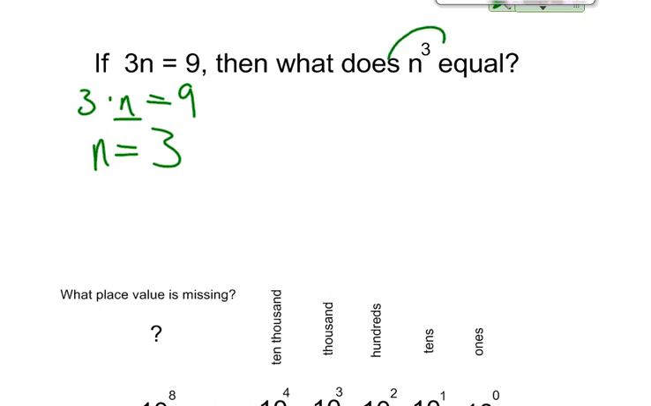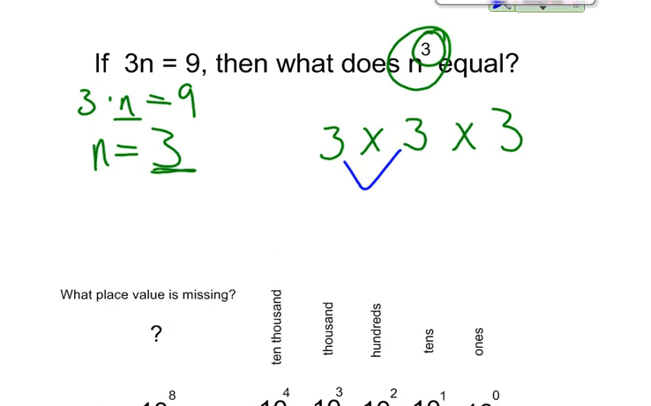Then we can come over here and say, well, n to the 3rd power is now 3 times 3 times 3, because we need 3 3s. Here's our base number of 3, and so we get 3 3s. Now we can solve this problem. 3 times 3 is 9, and 9 times 3 is 27. And so we have our answer.